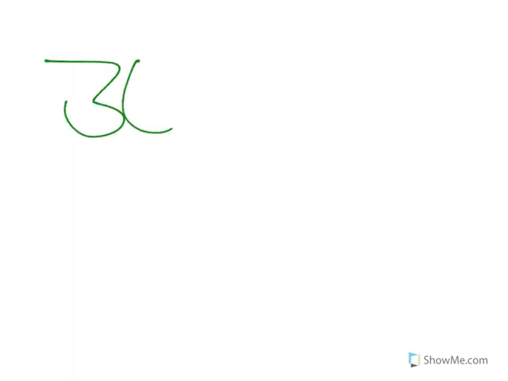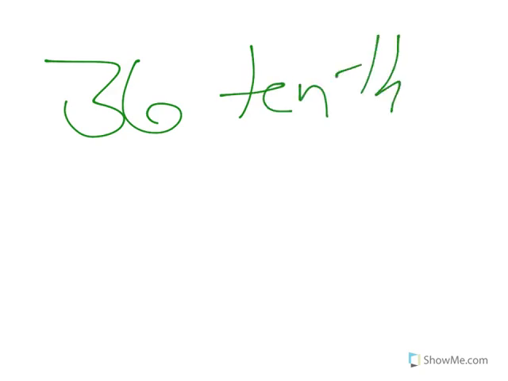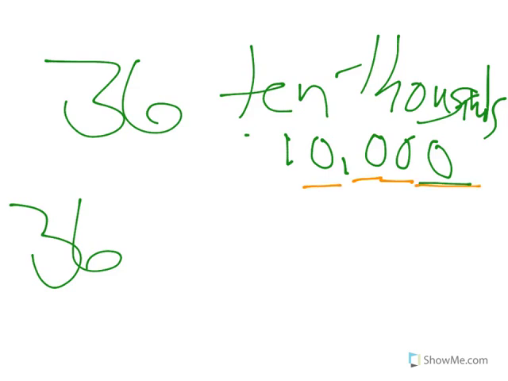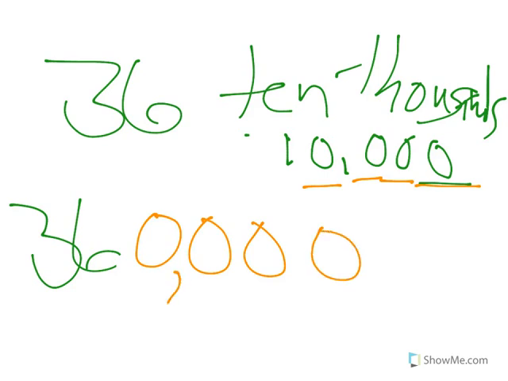If I want 36 10,000s, I'm going to bring down my 36. Now I have to figure out how many zeros are in 10,000. There is 1, 2, 3, 4. So there are 4. I'm just going to add them, and actually, let's not put a comma until I'm done, because I might not have it right. So there's 1, 2, 3, 4, and the number then becomes 360,000.